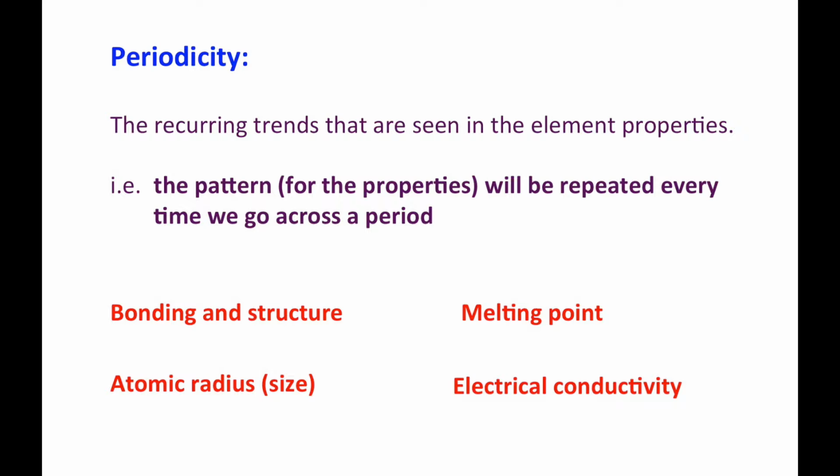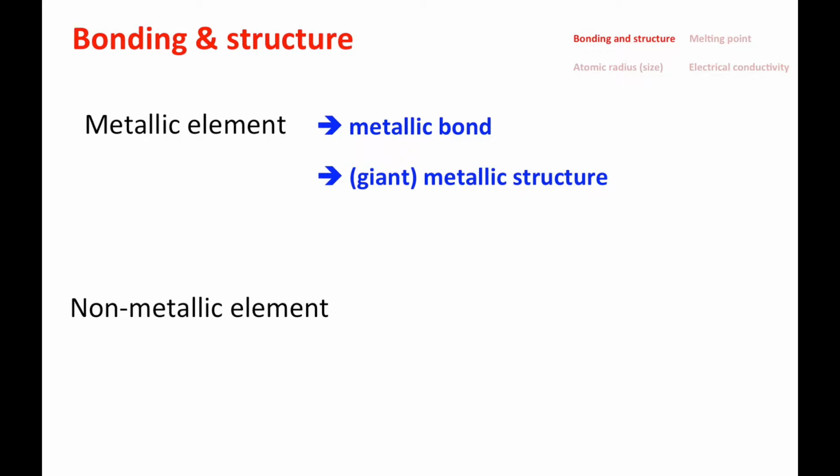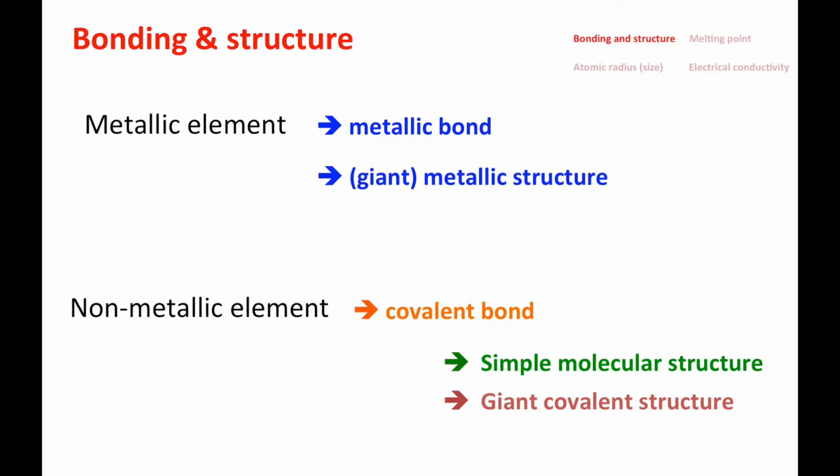Of course, in our periodic table, we will focus on 4 major characteristics. They are bonding and structure, melting point, atomic size, and conductivity. The first one is bonding and structure. In grade 10, you have already learned that metallic elements have metallic bonds and a giant metallic structure, while non-metallic elements form covalent bonds with either simple molecular structures or giant covalent structures.